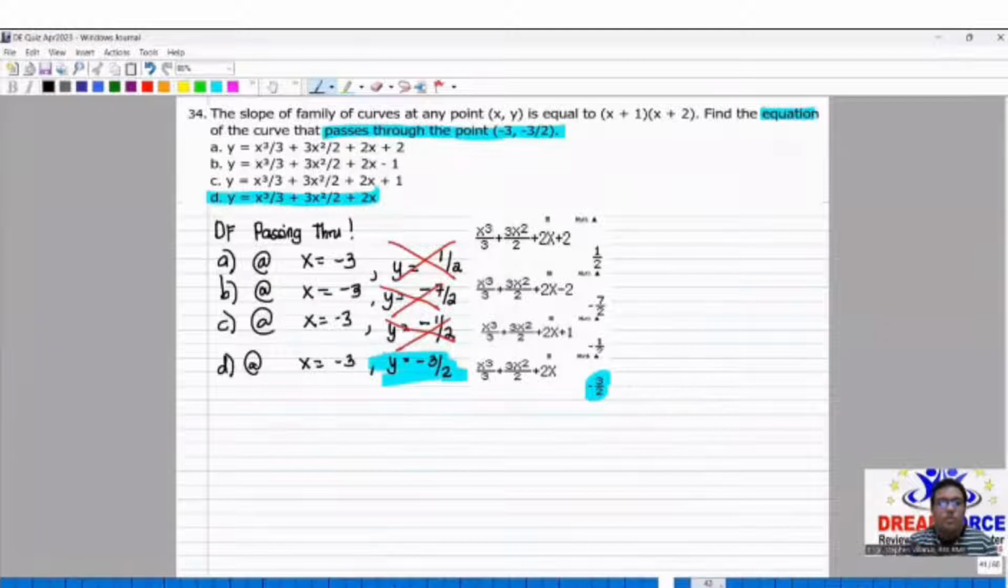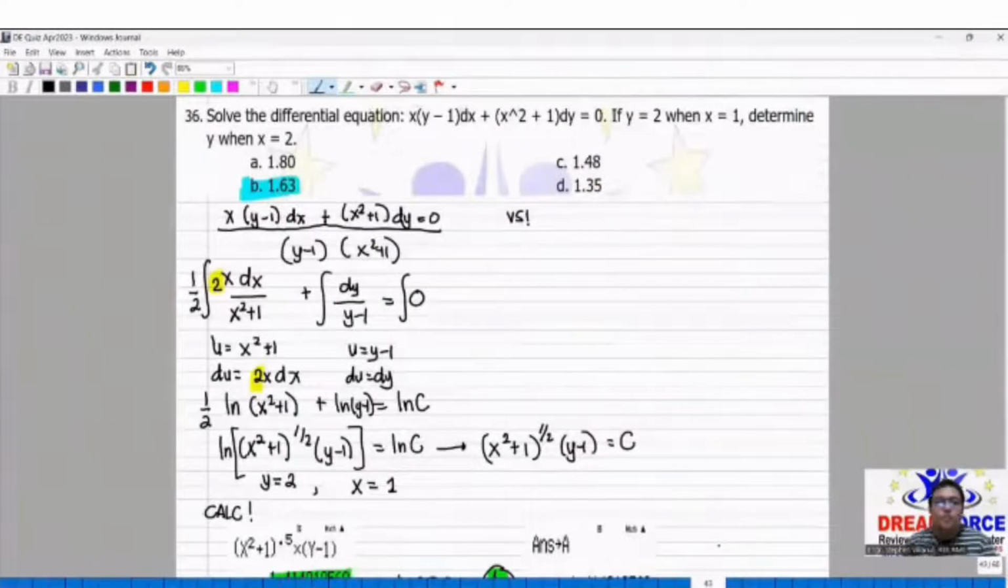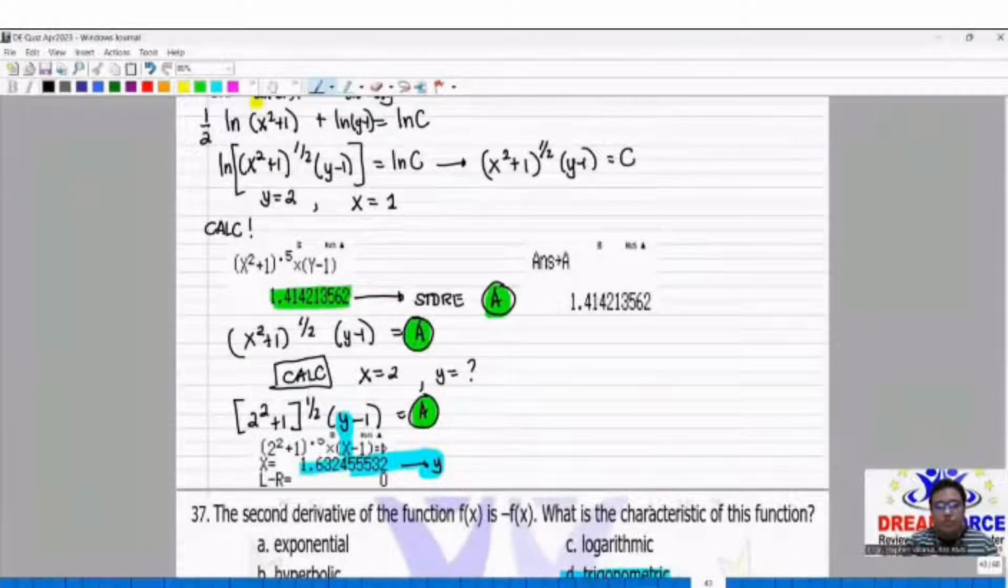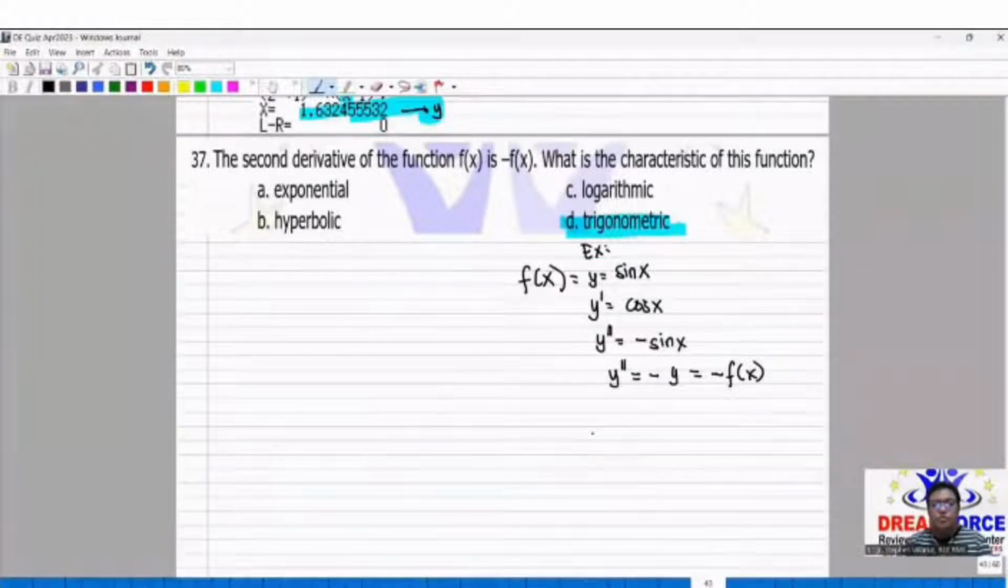Next, number 34, dog. This is by DF passing to Fury. Next, number 35, dog. So this is using circuit analysis, AC. Bakit AC? Kasi yung ating source is sinusoidal. Okay. Dog yung sagot. Number 35. Next, number 36, boy. Part 1, then part 2. Okay, next, number 37, dog. Dito na rin yung proof kung bakit trigonometric siya.